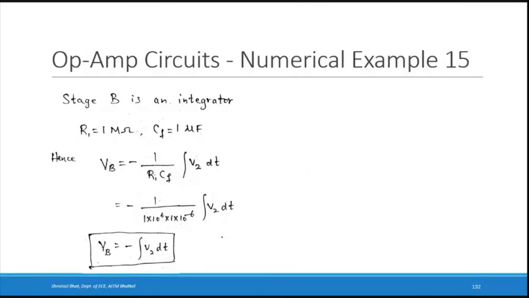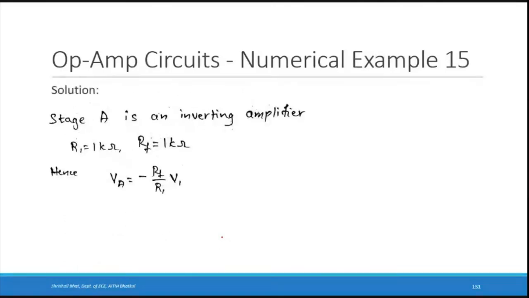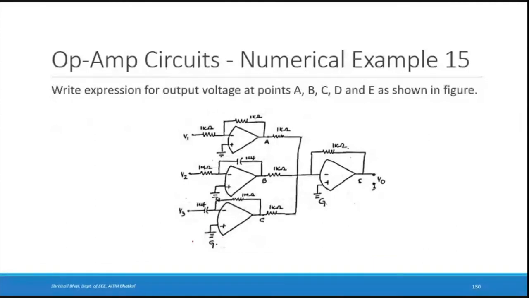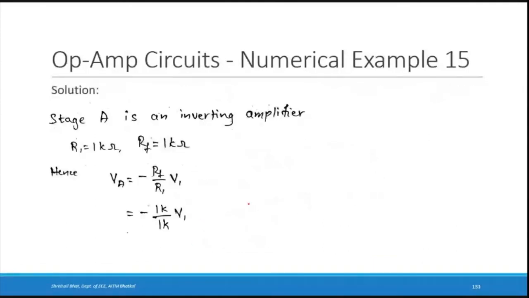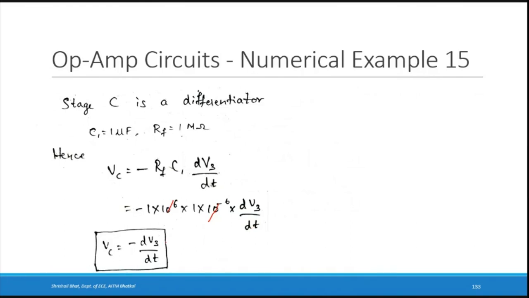Then stage C is a differentiator where C1 is 1 microfarad and RF is 1 mega ohm. You know the output of a differentiator is minus RF into C1 into dV3 divided by dt. So RF is 1 mega, C1 is 1 micro. Again, they both get cancelled, into dV3 divided by dt. So VC is minus dV3 divided by dt.